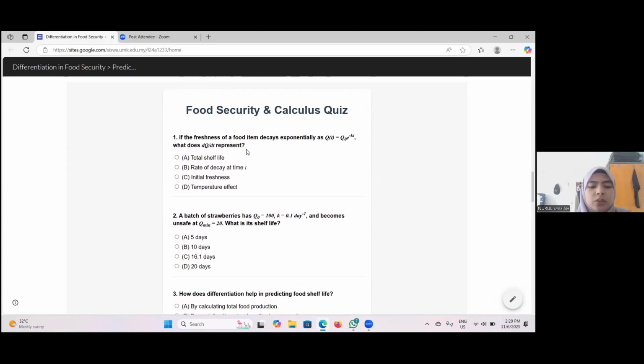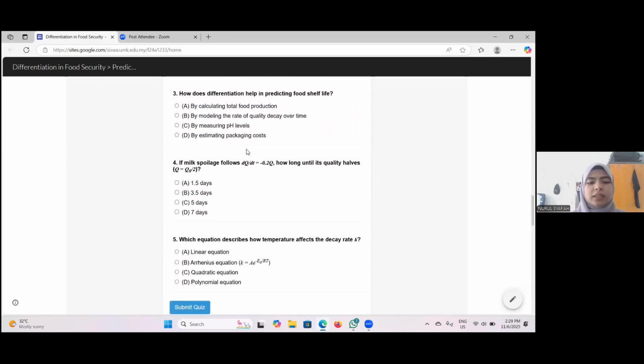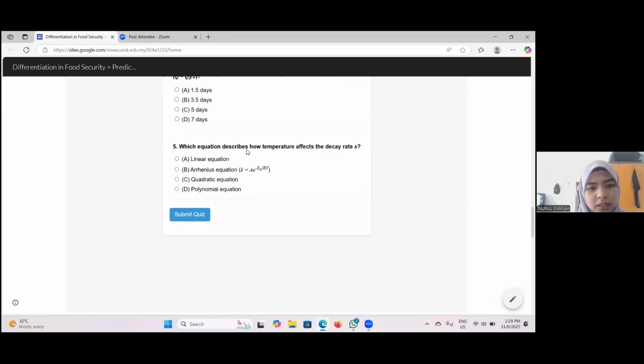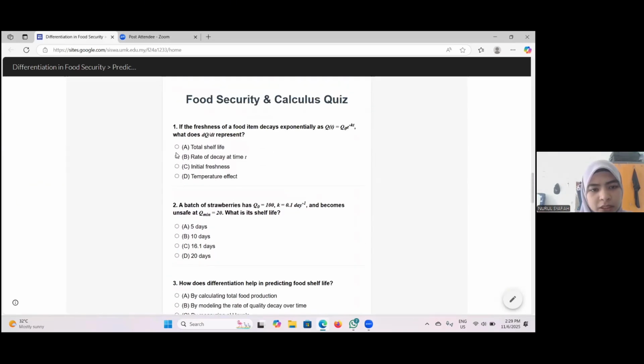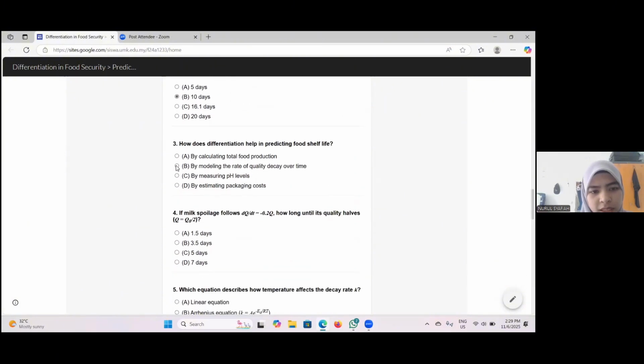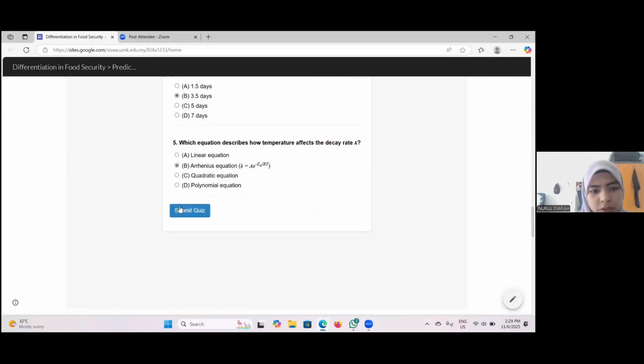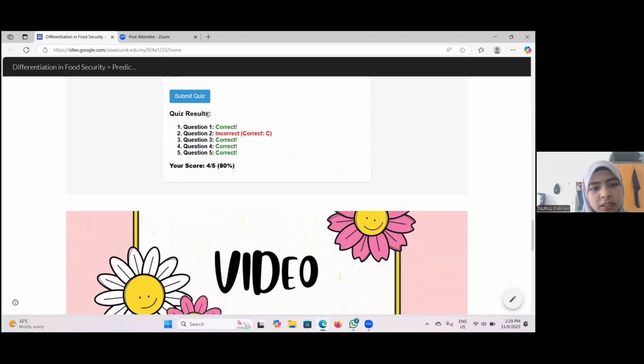This quiz also combines science and math in a way that is simple but still challenging. So for example, you can choose the answer and then submit to know the result that we got.